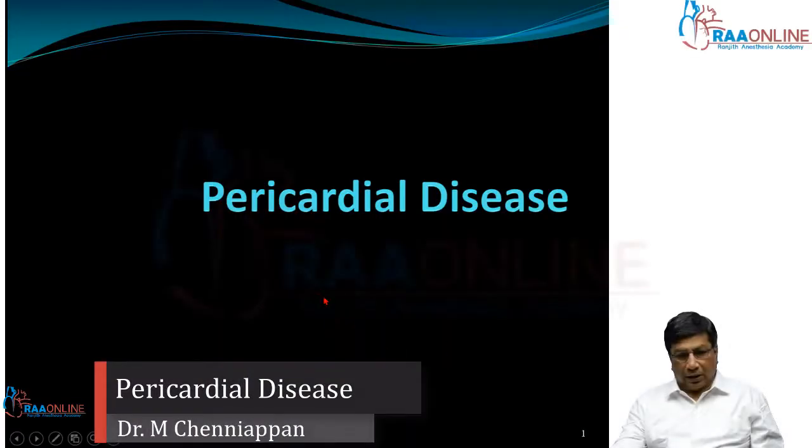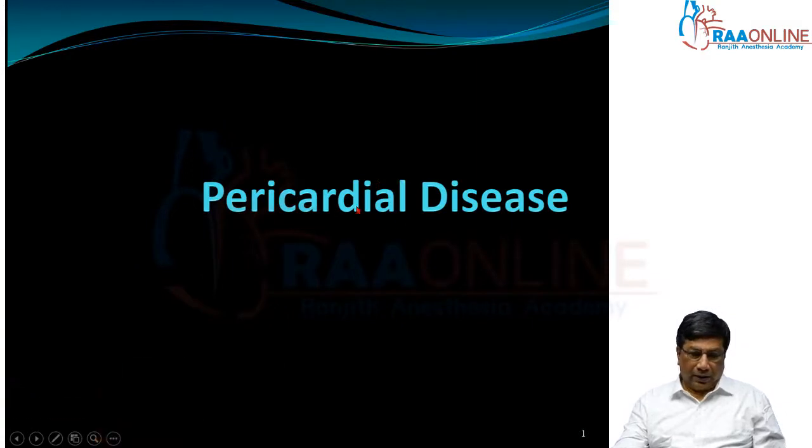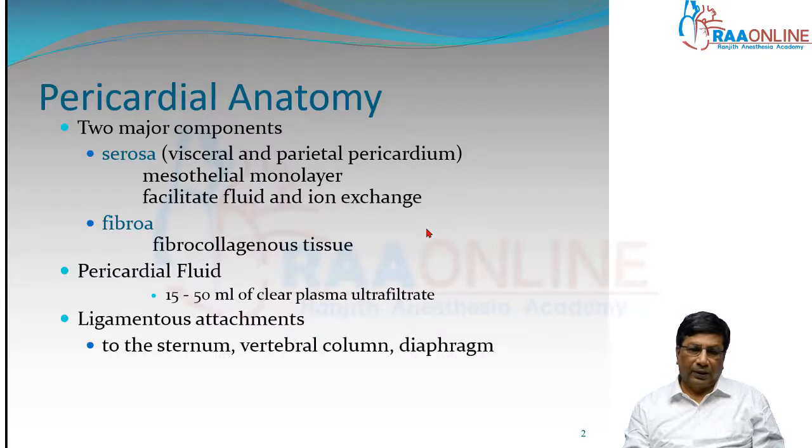So this lecture is about pericardial disease. Pericardial disease is a very important disease because many times you can give a complete cure to the patients. But at the same time, pericardial disease is going to mimic certain other diseases, so it is very, very important to differentiate a potentially curable disease from a disease which is not curable. So that's why pericardial disease is important.